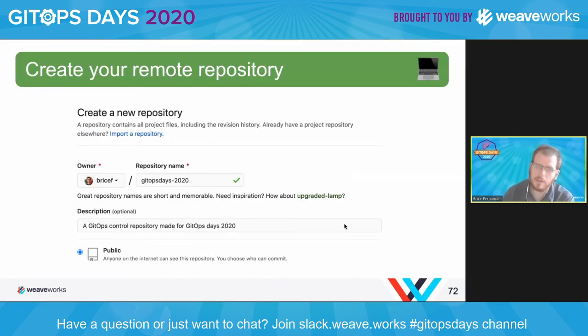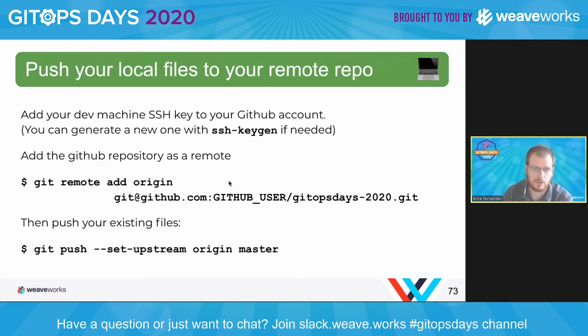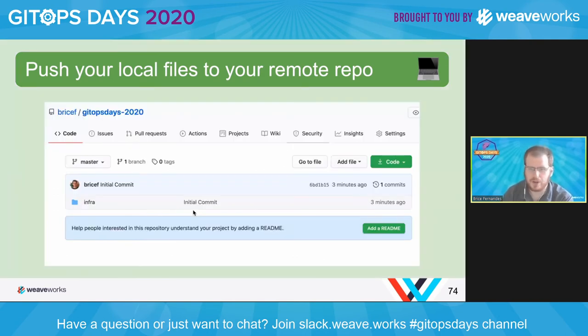So you should do the same. If you're following along, you should create your repository. So we've now created a remote repository with our configuration. We've just added our remote repository so that we can control it from our development environment. And we've created an initial commit with our infrastructure file.